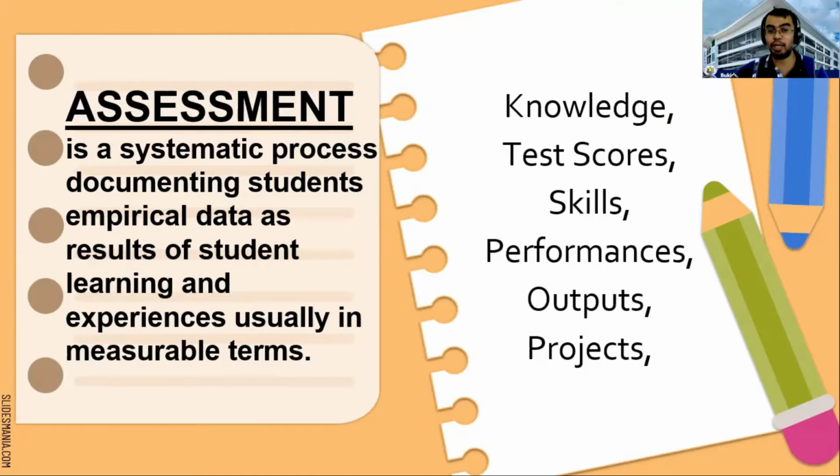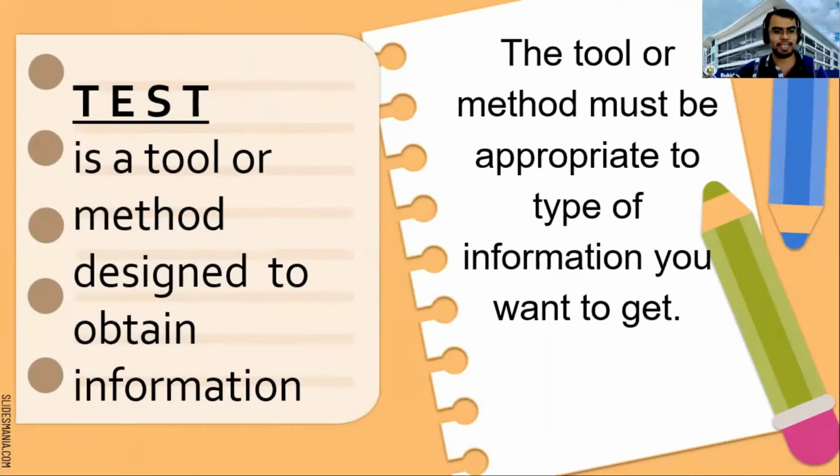When we document, we are using a specific tool. In assessment, we use test because test is a tool or method designed to obtain information. So test is planned in advance because it says they're designed. So we have to think of why we have to get this information and how we are going to get this information. Because a specific information may require a specific tool, because not all tests are applicable to all information that we want to get. The tool or method must be appropriate to the type of information you want to get.